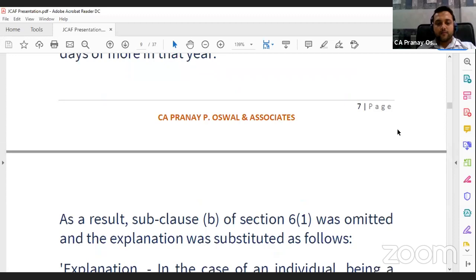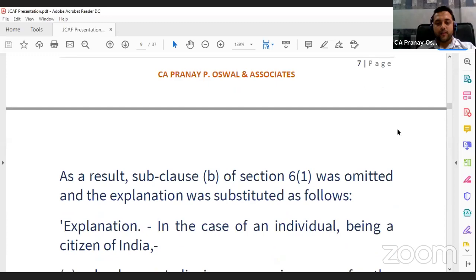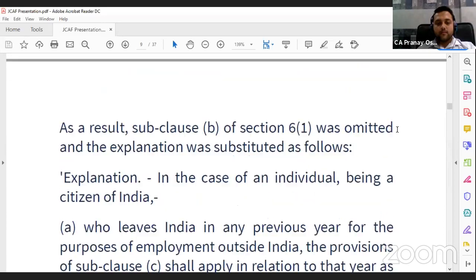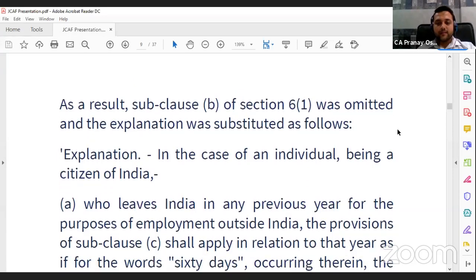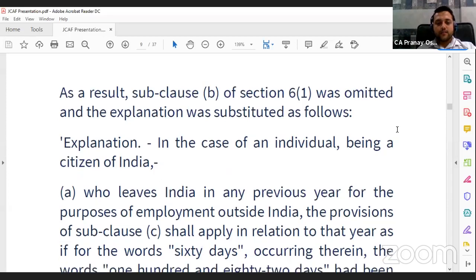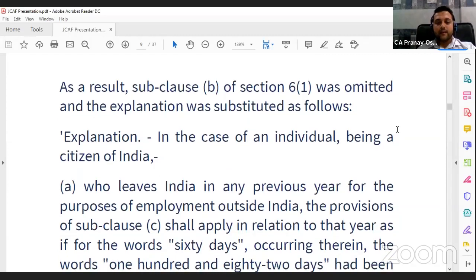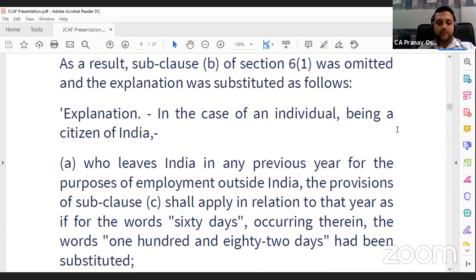As a result, subclause B of section 6(1) was omitted and the explanation was substituted as follows. The explanation is: in the case of an individual being a citizen of India who leaves India in any previous year for the purpose of employment outside India, the provisions of subclause C shall apply in relation to that year as if for the words 60 days occurring therein, the words 182 days had been substituted.